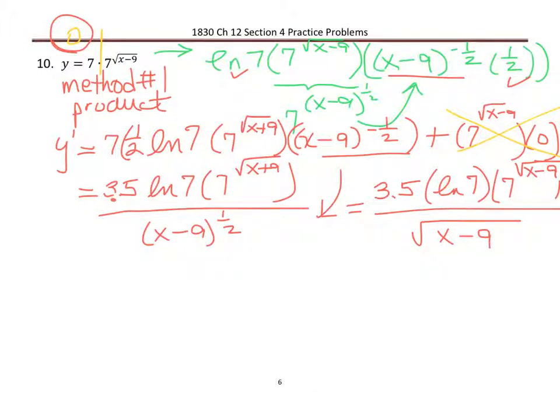Now the other rule that you could use would come from doing some algebraic simplification first. And that would be y is equal to 7 to the first power times 7 to the square root of x minus 9 power. And you should remember from your exponent rules that if you have the same base and different exponents, you keep the base and you add the exponents.